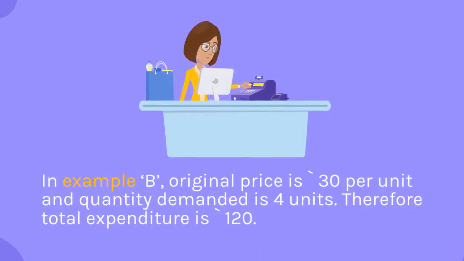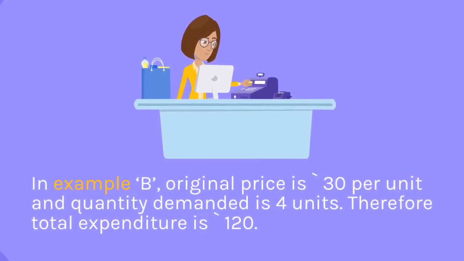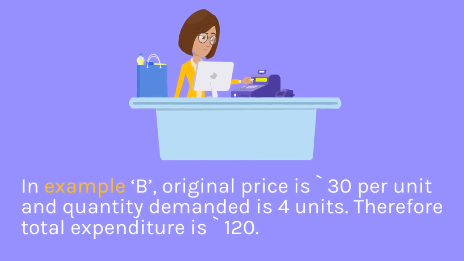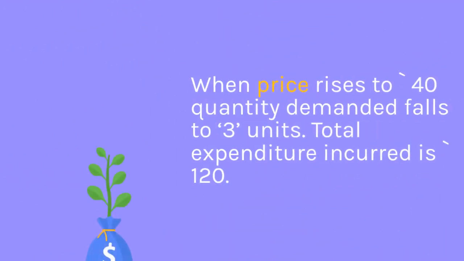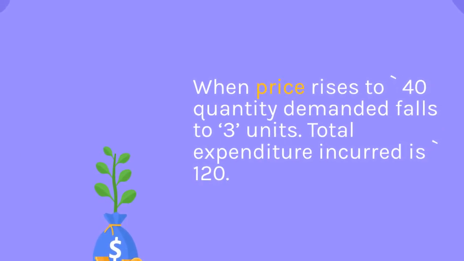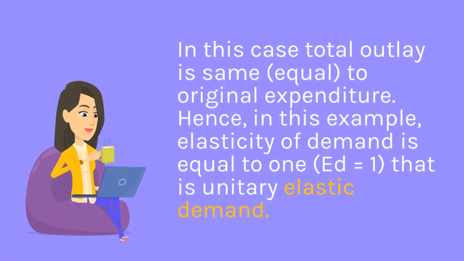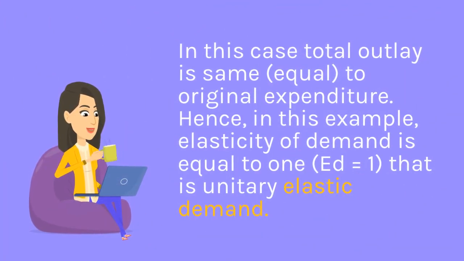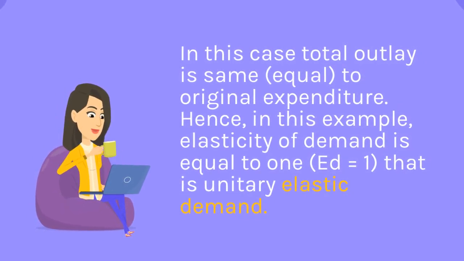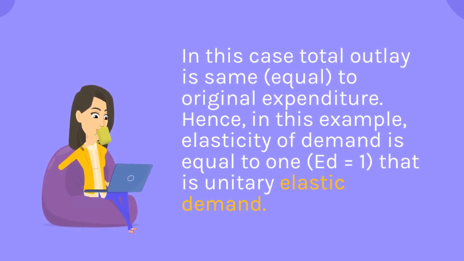In example B, original price is 30 per unit and quantity demanded is 4 units. Therefore total expenditure is 120. When price rises to 40, quantity demanded falls to 3 units. Total expenditure incurred is 120. In this case total outlay is same, equal, to original expenditure. Hence, in this example, elasticity of demand is equal to 1, ED equals 1, that is unitary elastic demand.